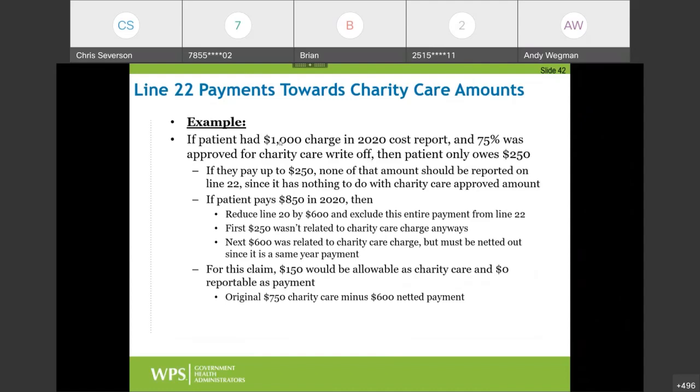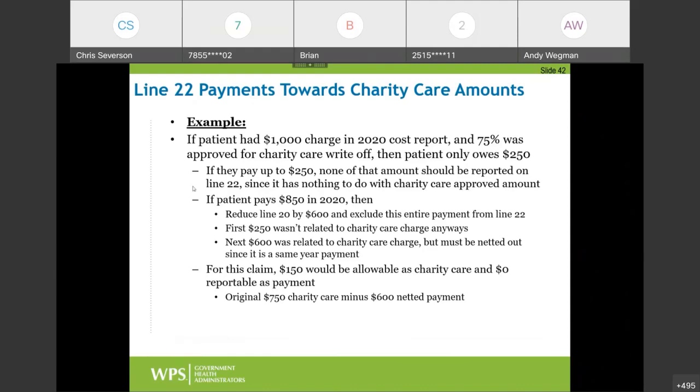It basically says you had a $1,000 charge in 2020. Only 75% was approved for charity care, so the patient still owes $250. If they pay that $250, that's not a line 22 payment. That's their normal payment that they owed anyways. But let's say they pay $850. The first $250, as I said, wasn't related to charity care, but the other $600 is a payment against a current year charity care amount.